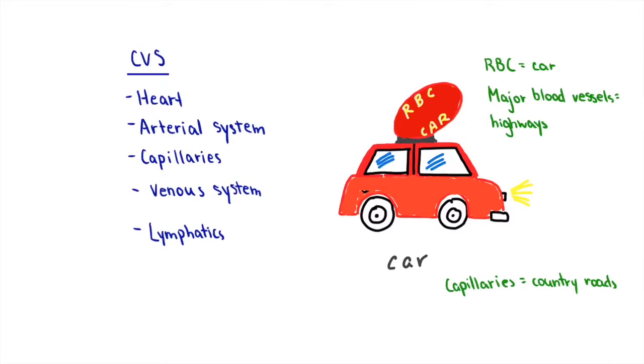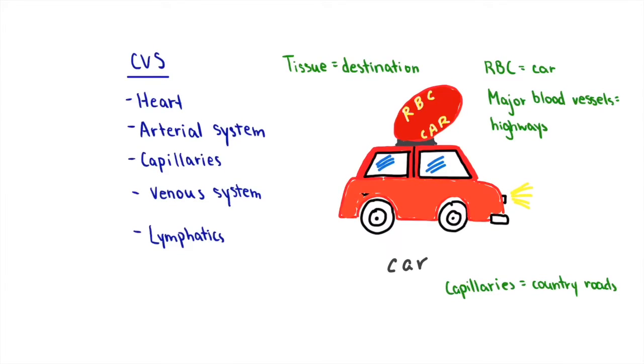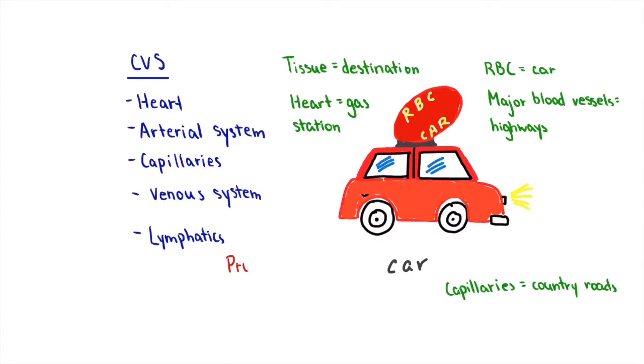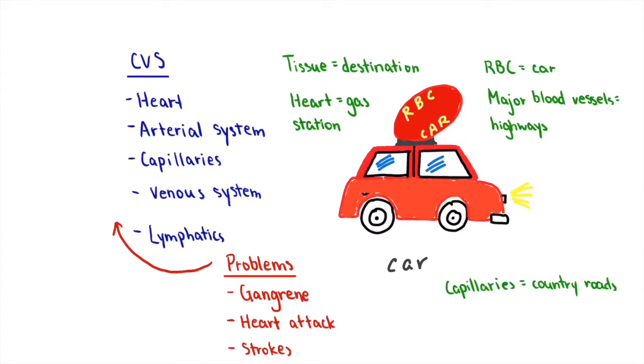The tissues that require oxygen and nutrients are the destination, although the blood cell leaves its destination almost immediately to continue around the highways, and the heart is the gas station that fuels the movement of the car around the body. If the highways or gas stations shut down, then the body cells begin to die. This can cause gangrene, particularly in diabetic patients, heart attacks, and strokes. Normally this happens when the highways become blocked by atherosclerosis.